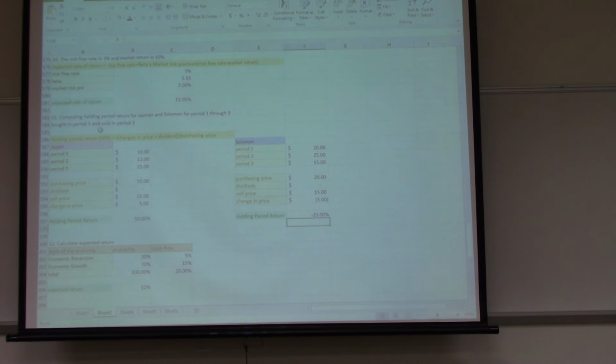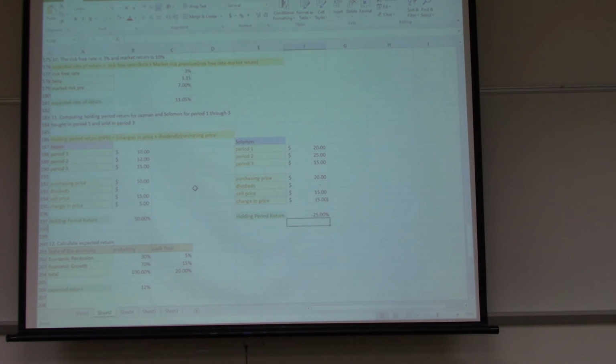Because they purchased in period 1 and sold in 3. Yeah, that's right. So you only look at the purchasing price at the beginning, the selling price at the end, and the dividend you receive in between. The price will go up and down in this period, but since there are no actions and you didn't sell the stock, it has nothing to do with you.